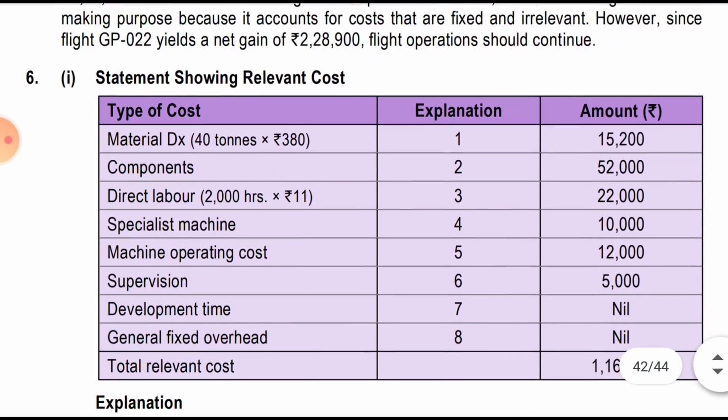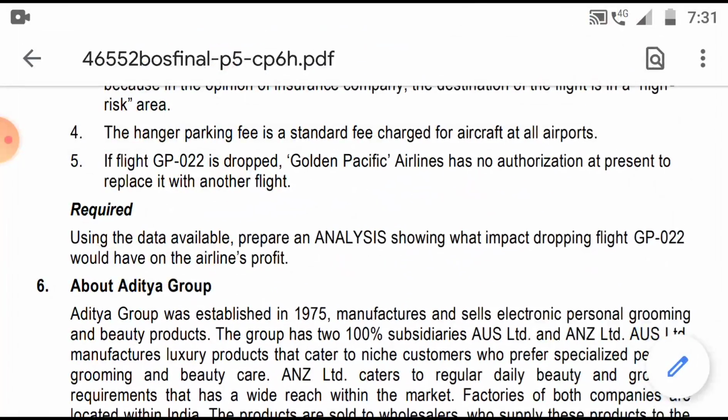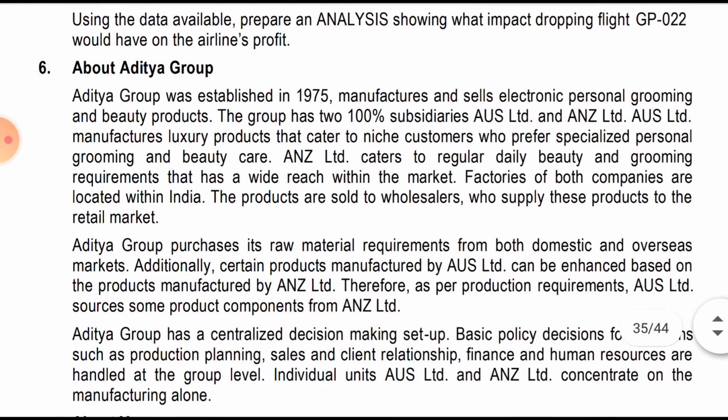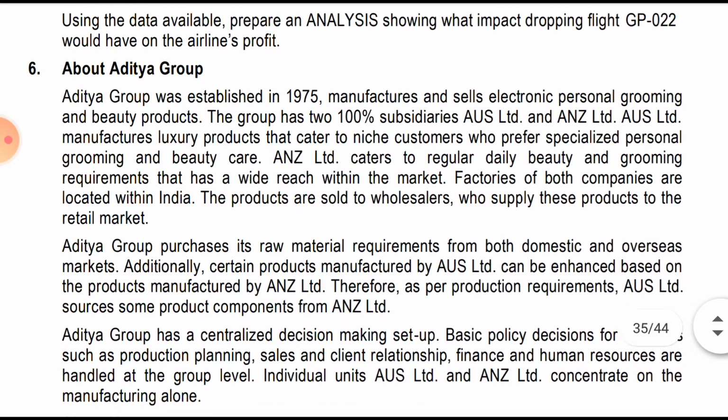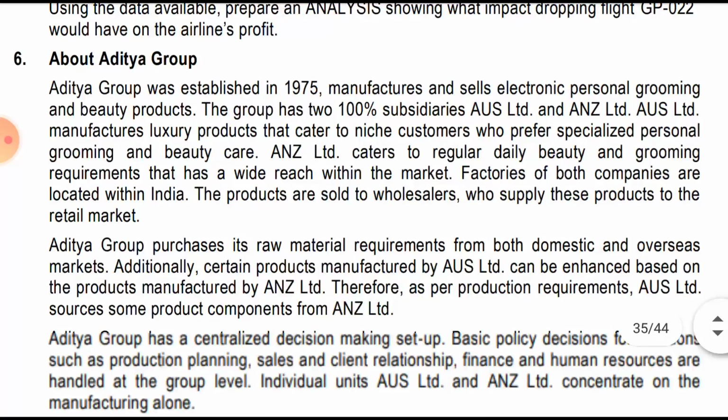And now the last question of this chapter, question number 6. This is also a very nice question, a big question but not a difficult one. First, we'll continue. About Aditya Group. Aditya Group was established in 1975. The manufacturer manufactures and sells electronic personal grooming and beauty products.